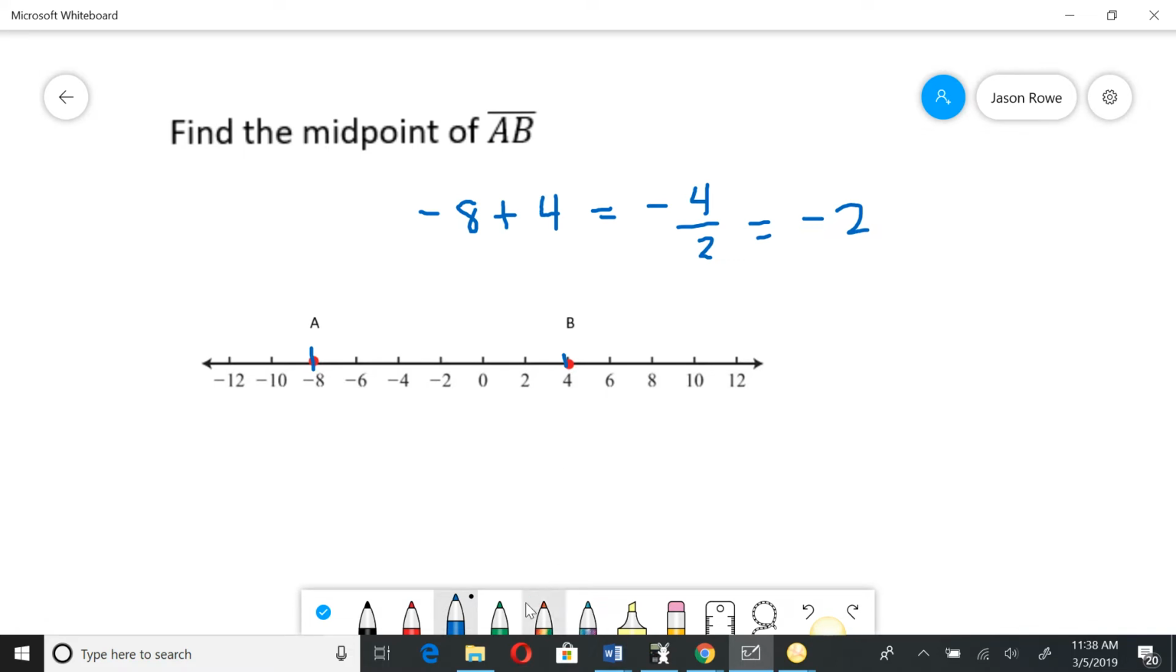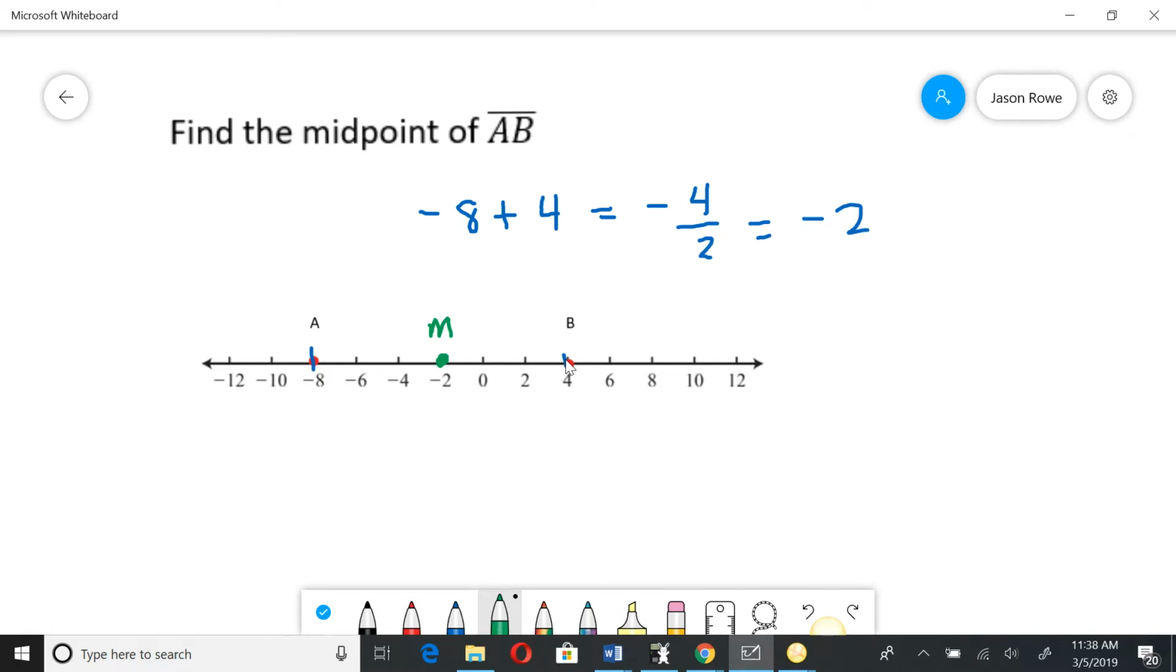So I'm going to label the midpoint. Let's use green. And there's my midpoint right there. And let's label that with M. So what that means is that from A to M would be the same distance as from M to B. So if we count from -2 to 4, 2, 4, 6. So we've got our same measures there. So that is how you find the midpoint.